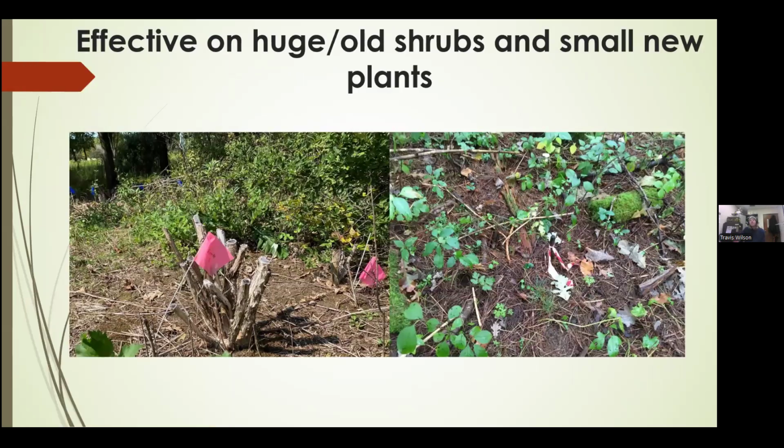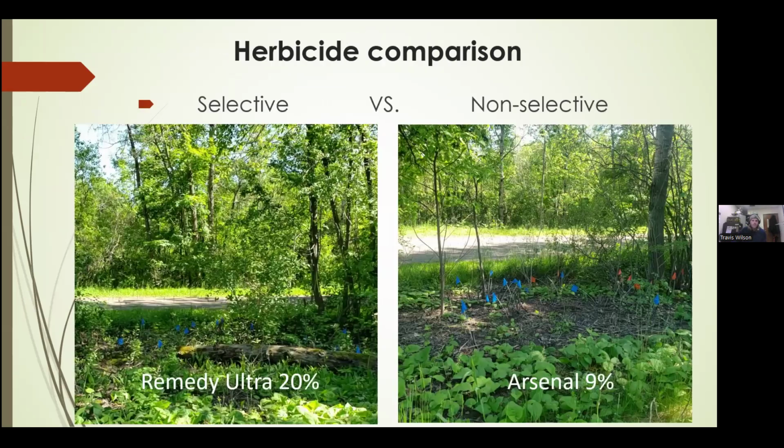This option can be effective on really big shrubs, which you can see in the left picture, as well as really small ones, which is kind of hard to see, but that's probably a Sharpie marker size stem. So this works really well on varying degrees of sizes for stuff.